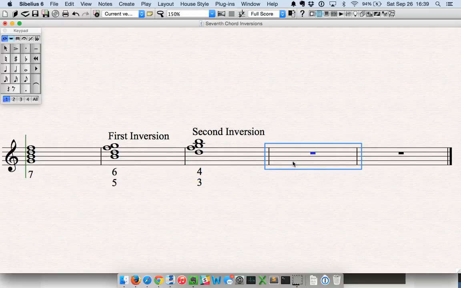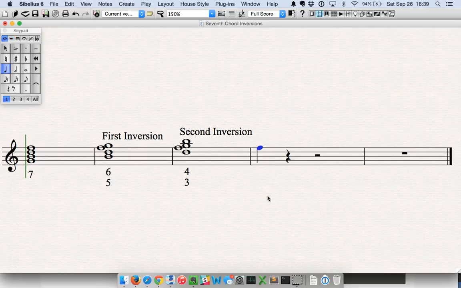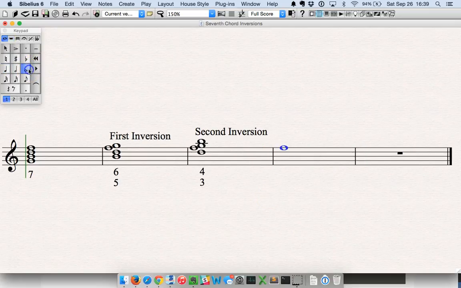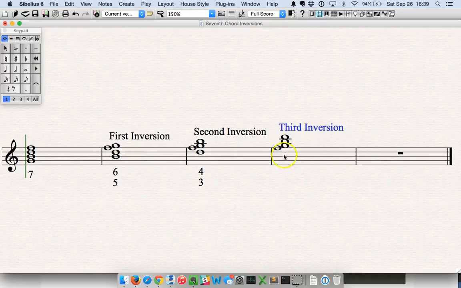And because we have four different notes, we also have a third inversion, which we'll draw right here. Okay. Starting to use a lot of ledger lines here, but that's okay. Third inversion. And in third inversion, you guessed it, the seventh is the bass note, the lowest note of that chord. And the BPS that we'll use in this case will be 4, 2.